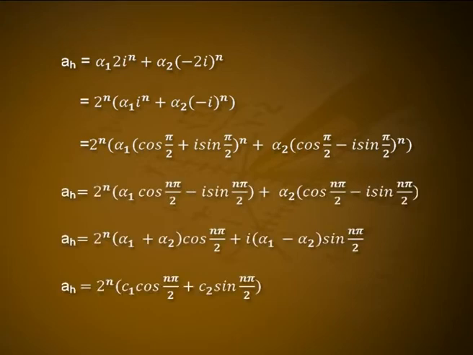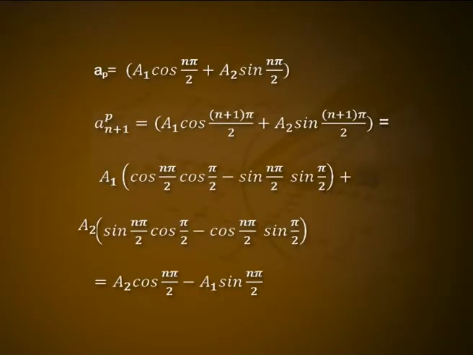a_n^h = 2^n [alpha1 (cos(n pi/2) + i sin(n pi/2)) + alpha2 (cos(n pi/2) - i sin(n pi/2))]. That is, a_n^h = 2^n [(alpha1 + alpha2) cos(n pi/2) + i (alpha1 - alpha2) sin(n pi/2)]. That is, a_n^h = 2^n [C1 cos(n pi/2) + C2 sin(n pi/2)]. For a particular solution, we try a_n^p = A1 cos(n pi/2) + A2 sin(n pi/2).